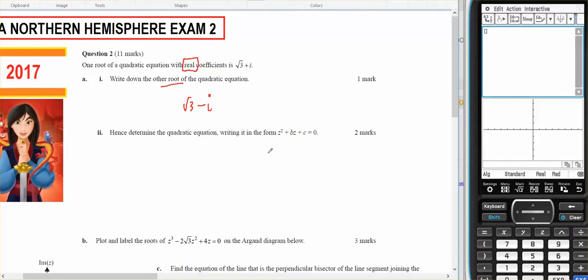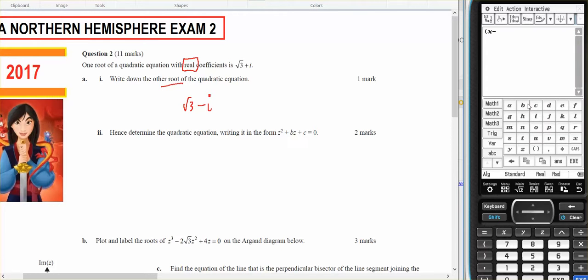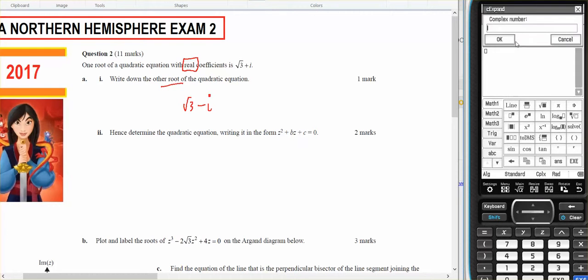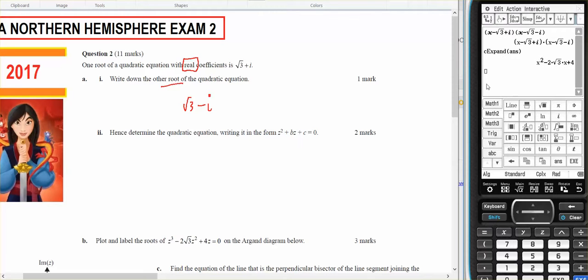Determine the quadratic equation in terms of that, so we will have z minus (root 3 plus i), close bracket, and z minus (root 3 minus i). So it's going to be in the form of z squared minus 2 root 3 z plus 4.